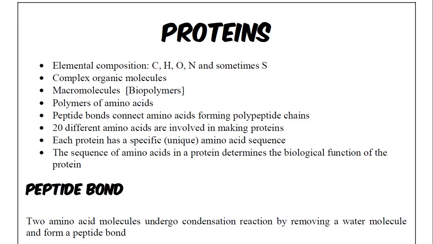Right. So proteins are complex organic molecules. They are another set of biopolymers. They are polymers of amino acids. The characteristic bond that specializes them is which bond? Peptide bonds. Nearly 20 amino acids are involved in making proteins.